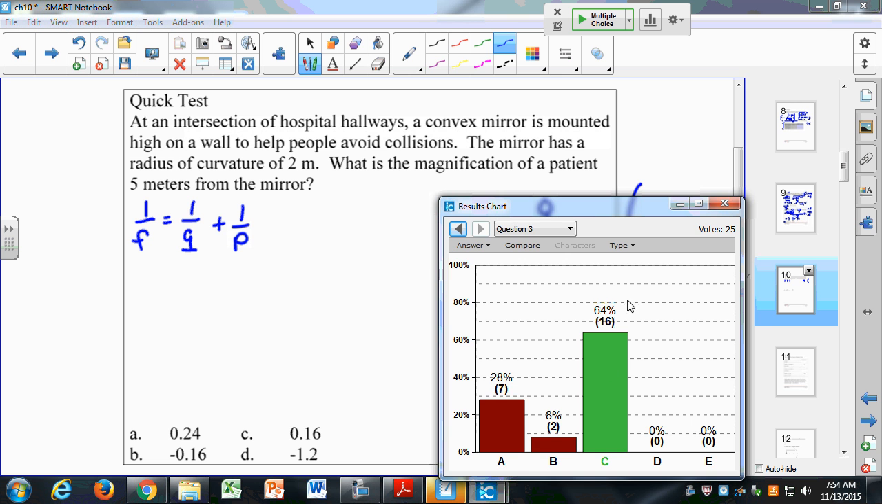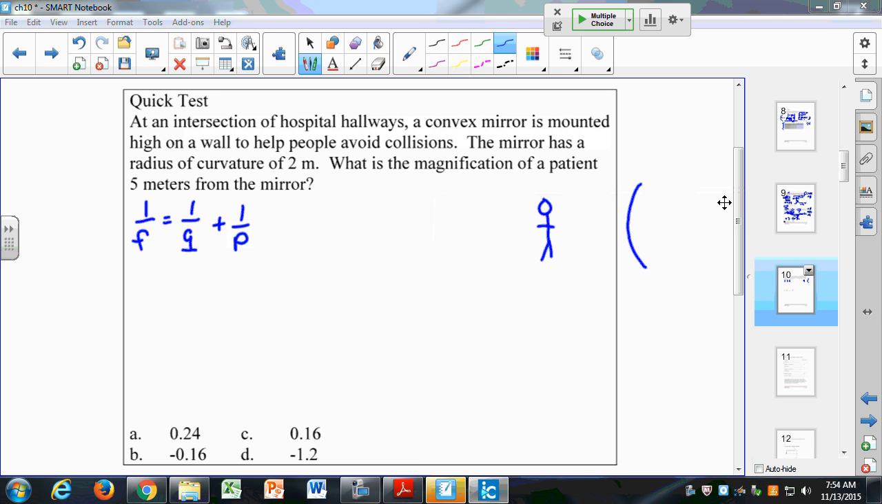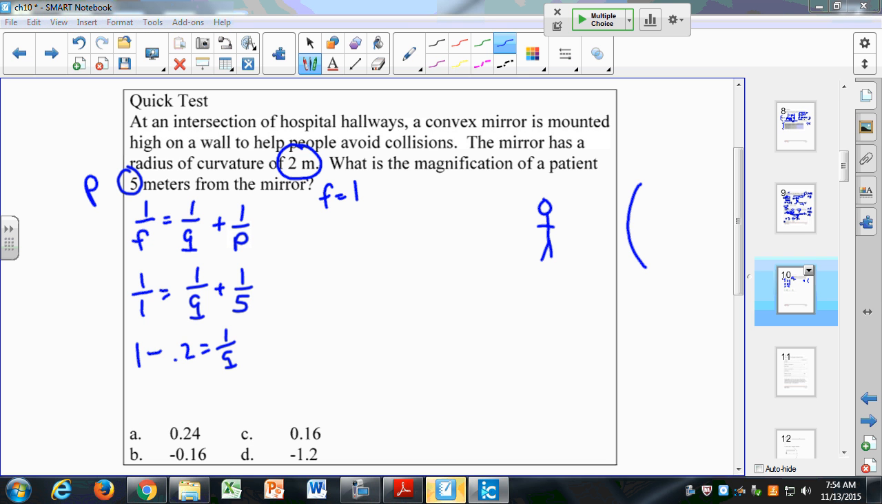Okay, C is pretty sure is right. Let's double check. So here, first of all, I have to find my focal length. My focal length is going to be 1 meter. It's half the radius of curvature. This is my value for P. So I have 1 over 1 equals 1 over Q plus 1 over P, which is 5. That's 1 minus 0.2 is 1 over q. Actually, I'm going to keep it in fractions. So that's 5/5 minus 1/5. That's 4/5. So q is equal to 5/4 meters.